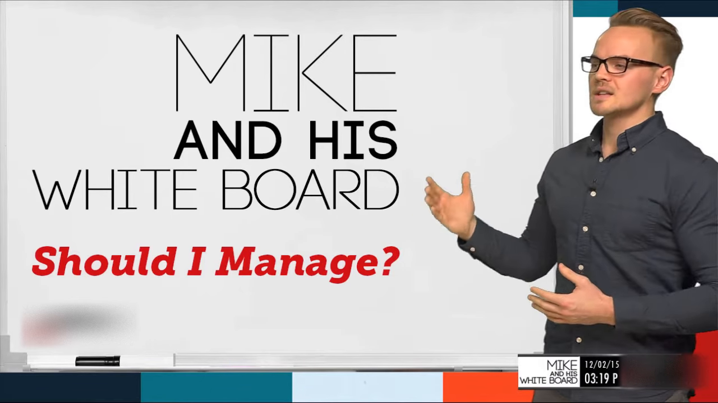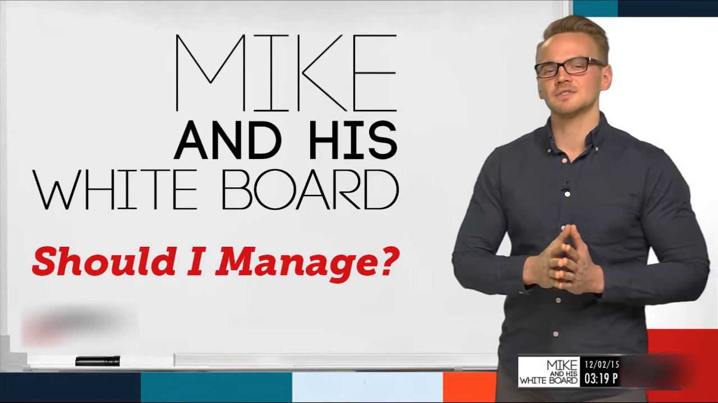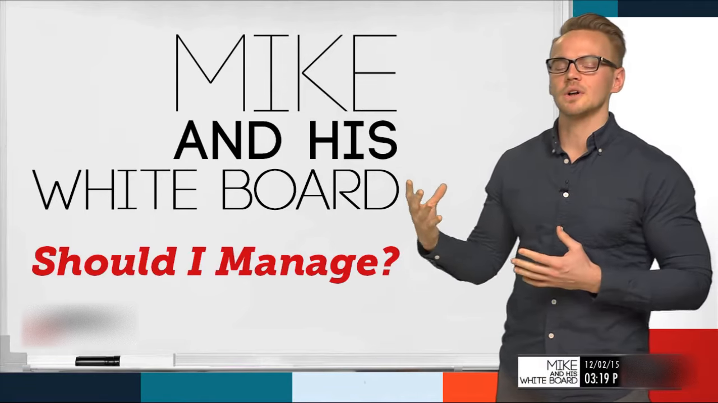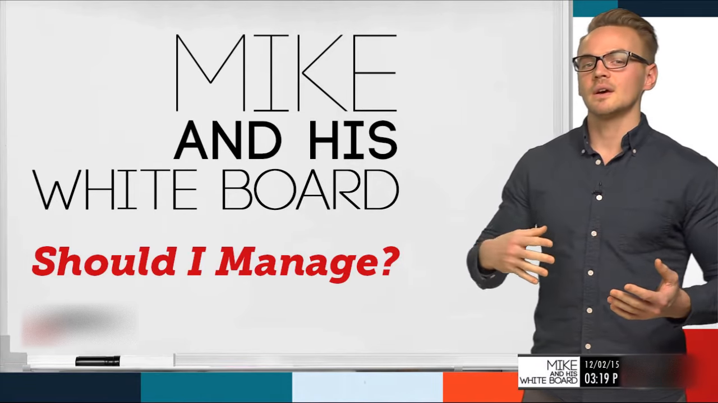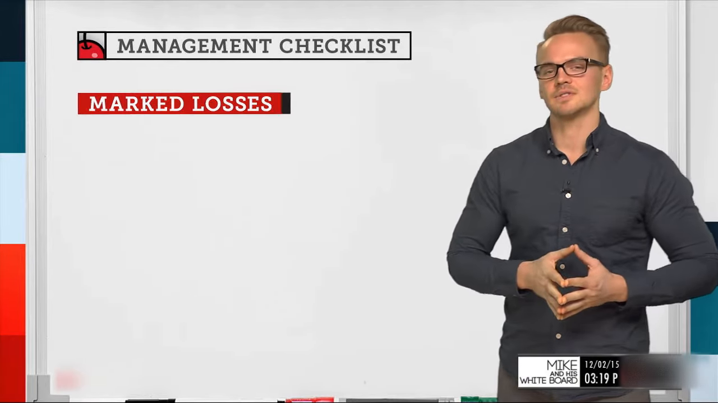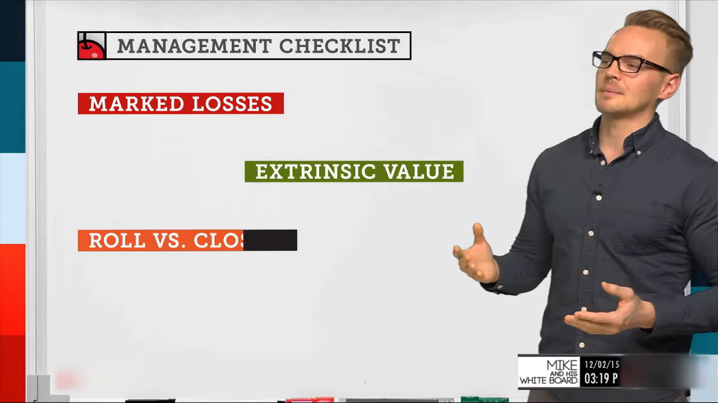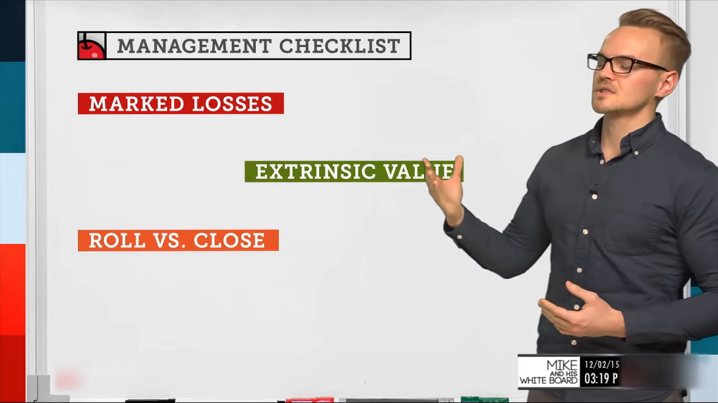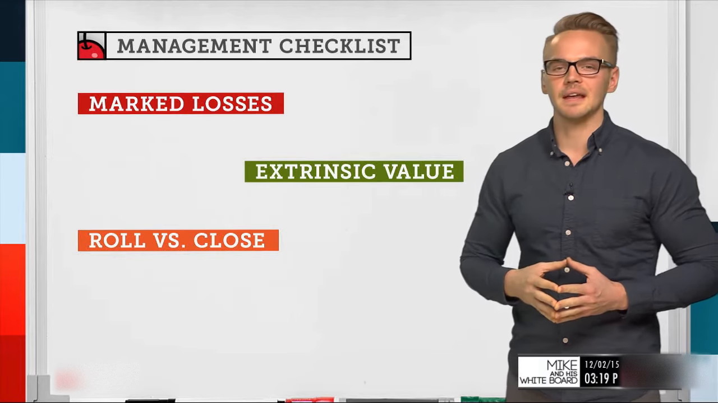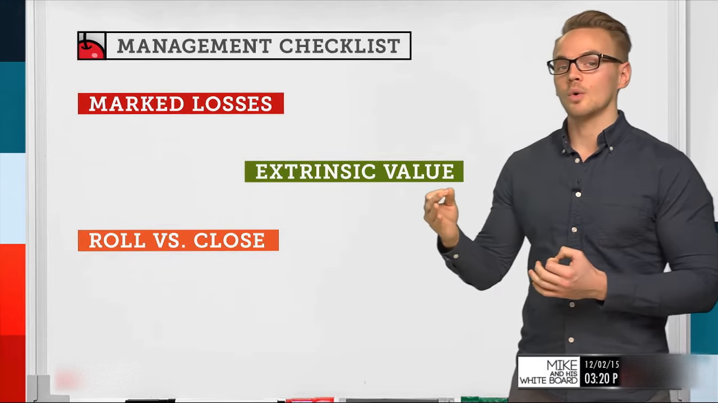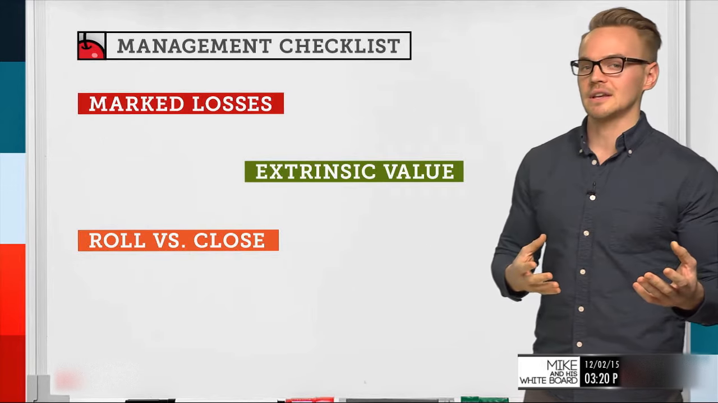So today let's break it down with management. There are three things that I like to look at when I'm looking at trades and whether I want to manage or roll them going forward. Let's go to the next slide and we'll break these down. The first thing I'm going to look at is determining if it's a marked loss, and whether it is or isn't will determine whether I'm going to roll that or close the trade if I need to.